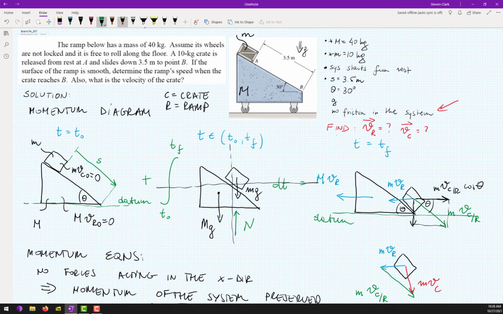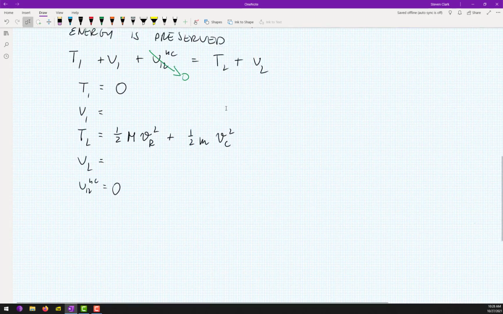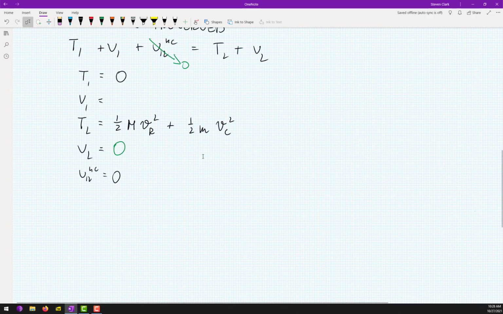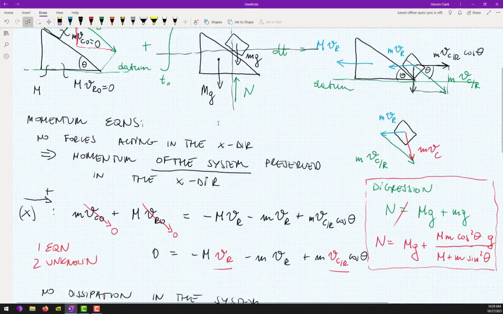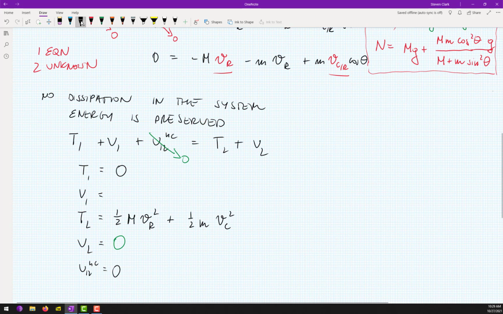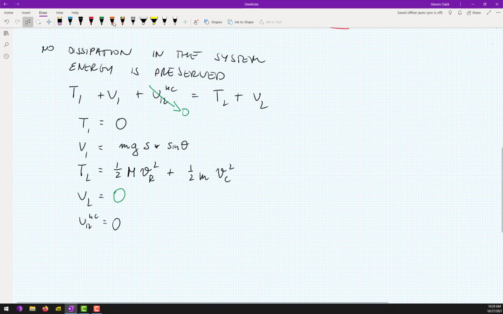Okay, so at the end, our energy is 0, because the only body that changes elevation is the little body. So this will be 0. But that little body is above our datum at the beginning, yeah? And this distance will be s times sine theta again. So this is our potential energy at the beginning. That would be little m g s times sine theta.